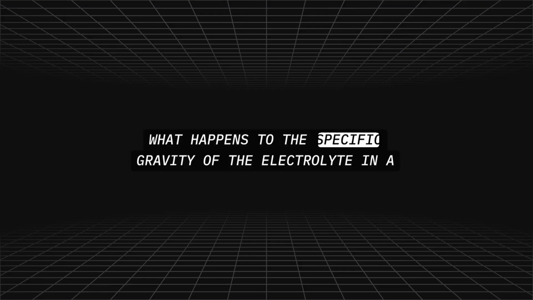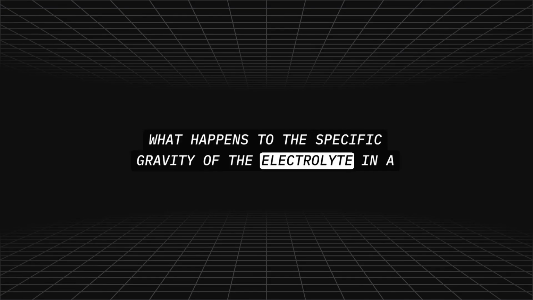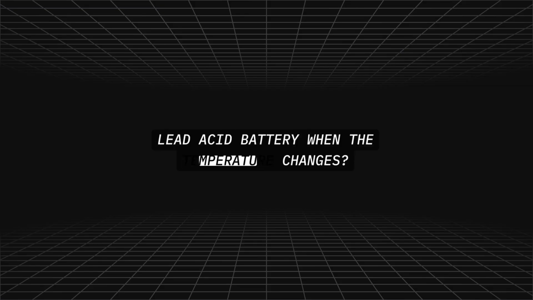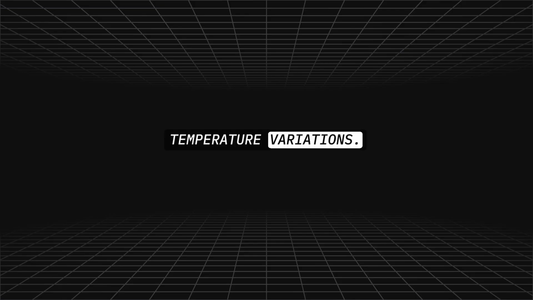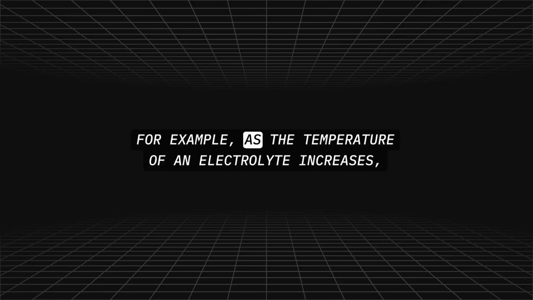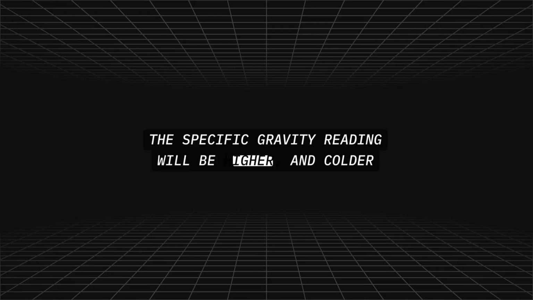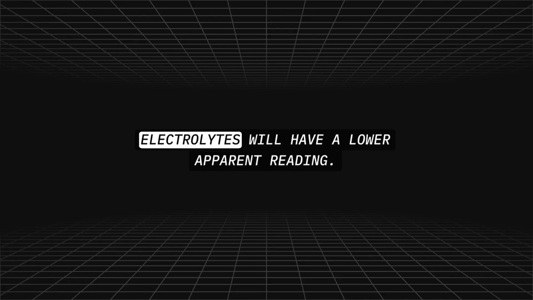What happens to the specific gravity of the electrolyte in a lead-acid battery when the temperature changes? The specific gravity readings on a hydrometer will vary with temperature variations. For example, as the temperature of an electrolyte increases, the specific gravity reading will be higher, and colder electrolytes will have a lower apparent reading.